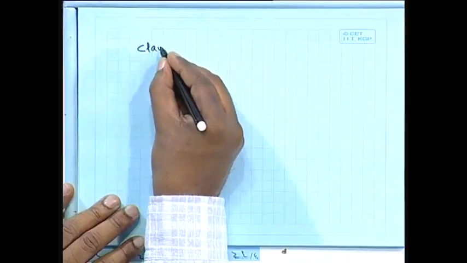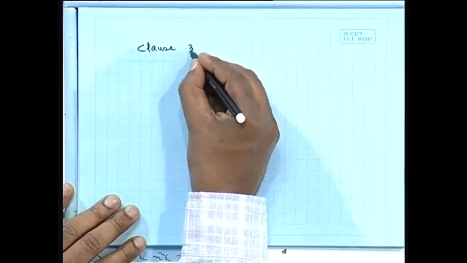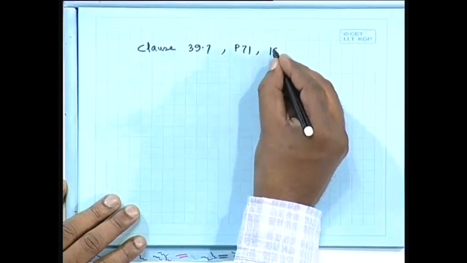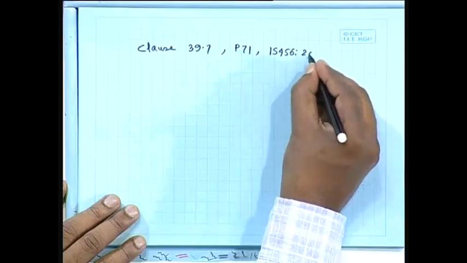Now what is the difference in the long column design? So far we have done the effective length only. Now what about the long column design, how does it affect? Here also I think I should go to the reference of the code. That is given in clause 39.7, page 71, IS 456/2000.